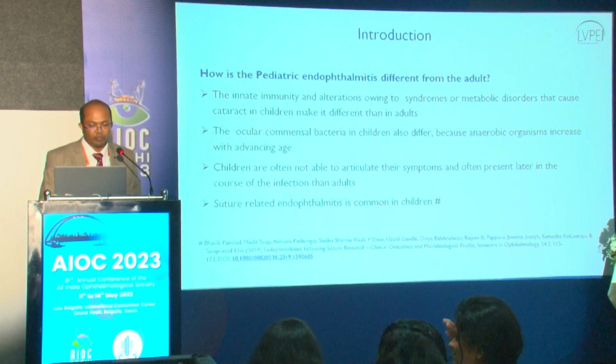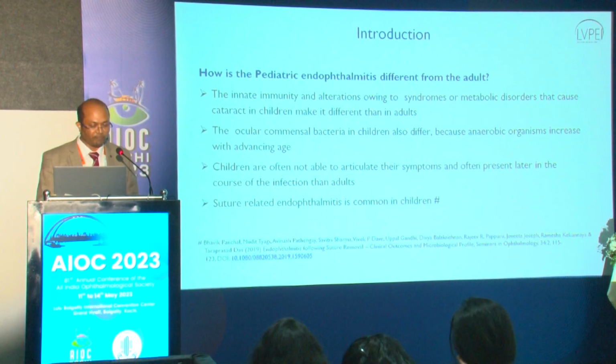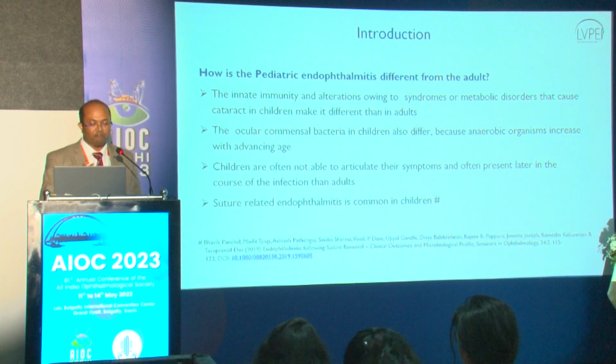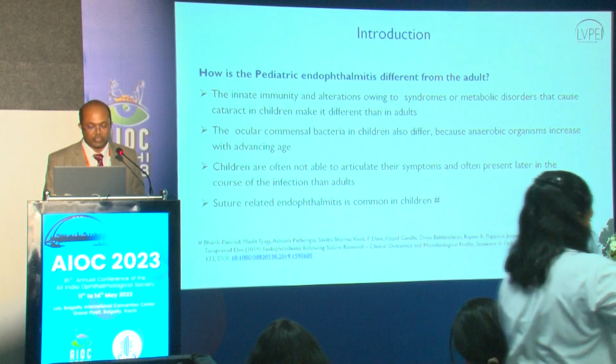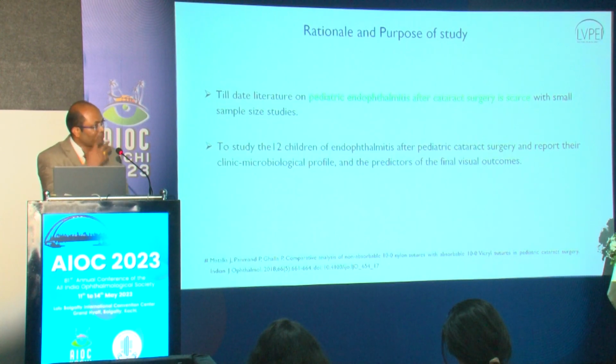So how is pediatric endophthalmitis different from adult? Basically the innate immunity and the alteration owing to syndromes or metabolic disorders in children make a huge difference. The ocular commensal bacteria in children also differ, because anaerobic organisms keep increasing with advancing age. Children are often not able to articulate their symptoms and often present later in the course of the infection compared to adults. Suture-related endophthalmitis is more common in children. In our own recent publication, in a series of 12 patients, 8 patients had suture-related infection.